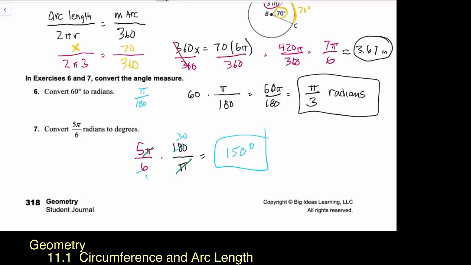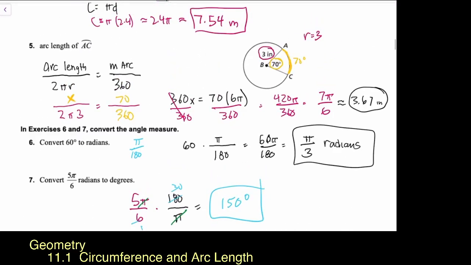And there you go, section 11.1. The hardest part happens to be problem number 5. You've got to know how to do that, okay? Because when we start taking a look at the next section, it's going to be very similar to what you just did. Make sure you know that equation. Otherwise, you can't solve these questions.